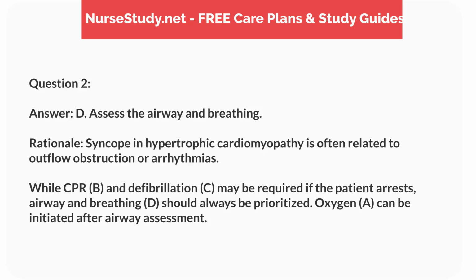Rationale: syncope in hypertrophic cardiomyopathy is often related to outflow obstruction or arrhythmias. While CPR, B, and defibrillation, C, may be required if the patient arrests, airway and breathing, D, should always be prioritized. Oxygen, A, can be initiated after airway assessment.